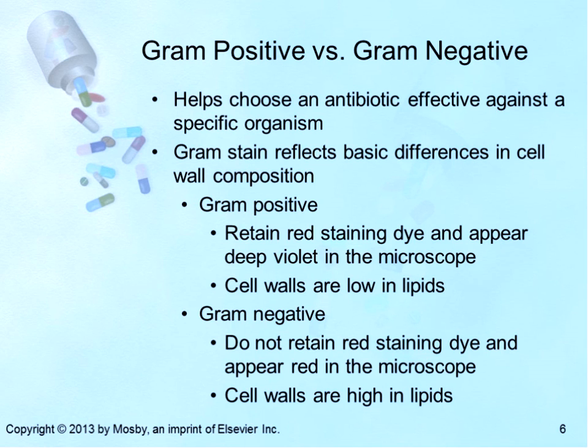A gram-positive organism retains a red staining dye in the lab and appears deep violet under the microscope. These cell walls are low in lipids, whereas gram-negatives, on the other hand, do not retain the dye in the laboratory and appear red in the microscope. These cell walls are high in lipids.